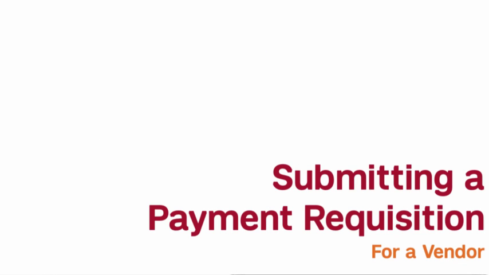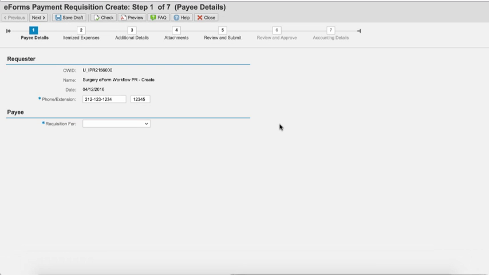Payment requisitions can also be used to pay vendors. I've jumped ahead to the first step in the payment requisition eForm. You'll enter your phone number in the Requester field and then select Vendor from the Requisition For drop-down list. Next, you'll select the vendor type. If it's a vendor you've used before, you can select Known.